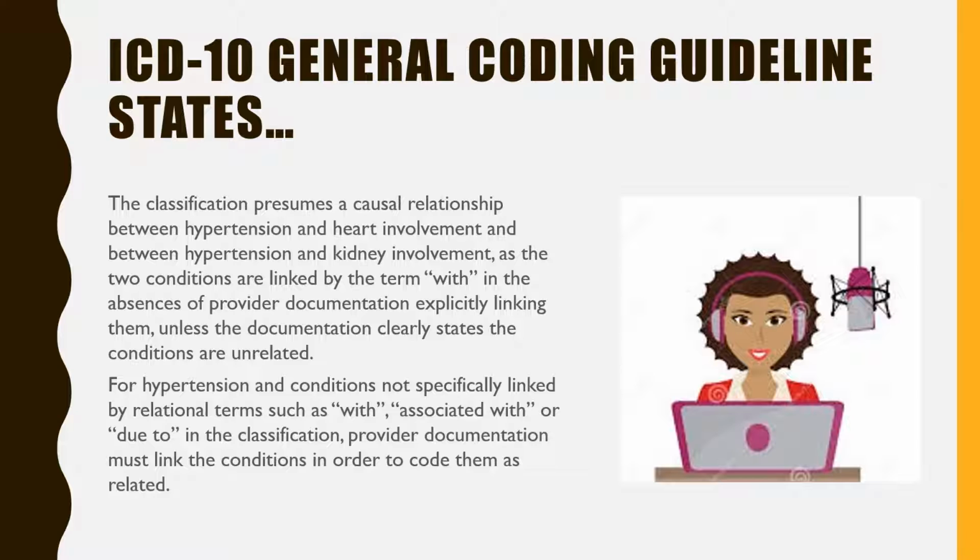In the absence of provider documentation explicitly linking them, and unless the documentation clearly states that the conditions are unrelated, we are to link the codes together or not together. So for hypertension and conditions not specifically linked by relational terms such as with, associated with, or due to in the classification, the provider documentation must link the conditions in order to code them as related.